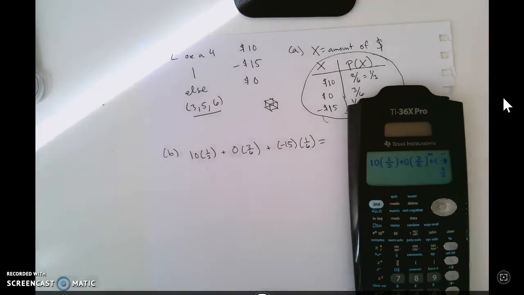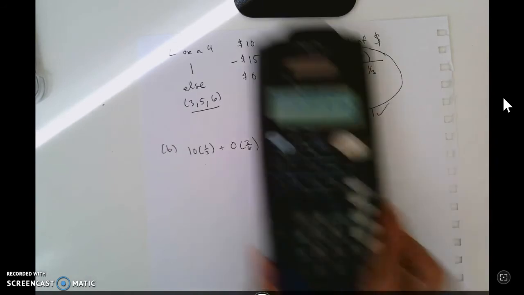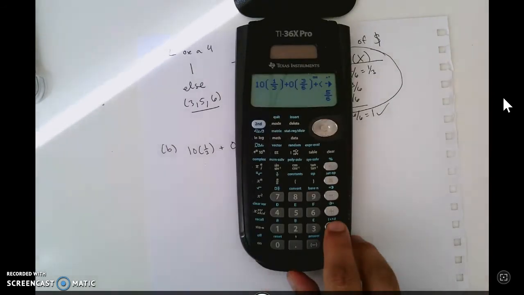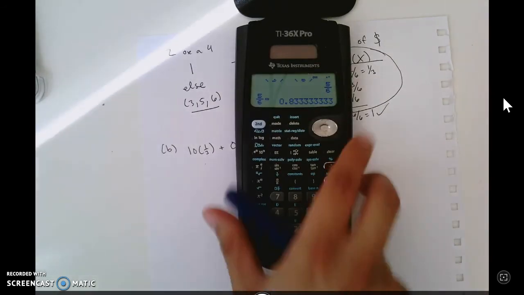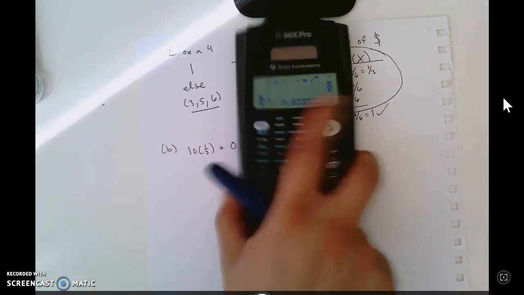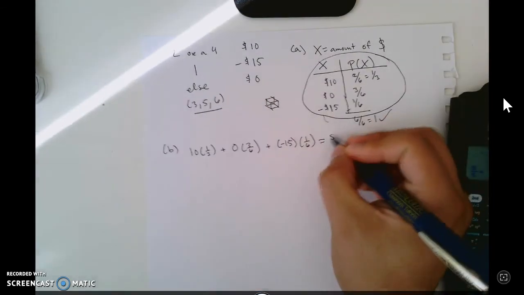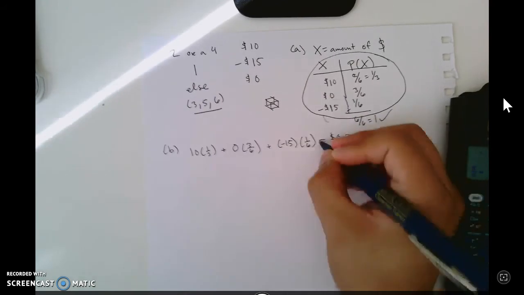Okay, and I multiply that together. I can go ahead and press this. I get 5, 6, right? But I can go ahead and put this button right here, and that will give me the approximation. So I'm going to get expected to win 83 cents, approximately. This is how much I expect to win.